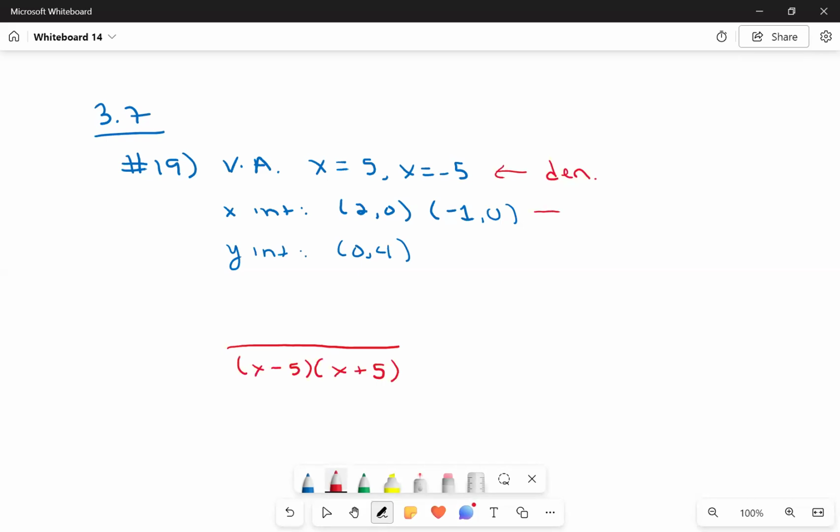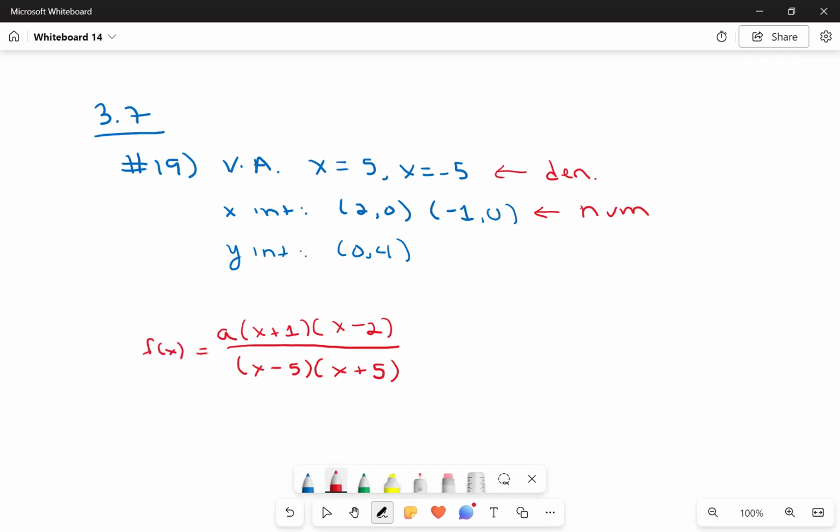The x-intercepts, that's going to give us our numerator. So if our intercepts are x equals 2 and x equals -1, what would that look like in the numerator? x equals positive 1, x equals 2. Which as a factor, I'll write as x plus 1, x minus 2. Perfect, thank you. You see that?